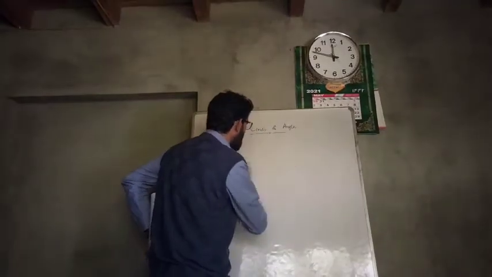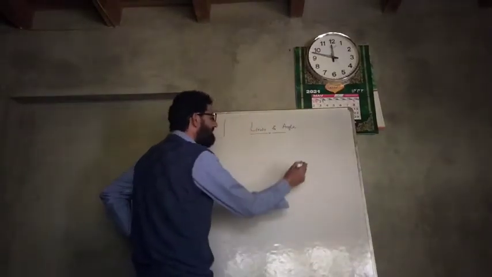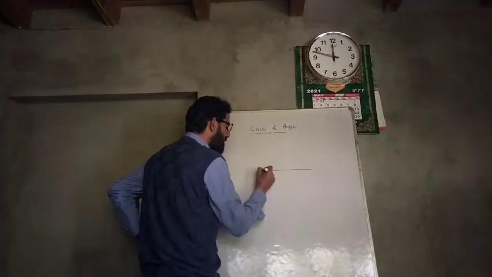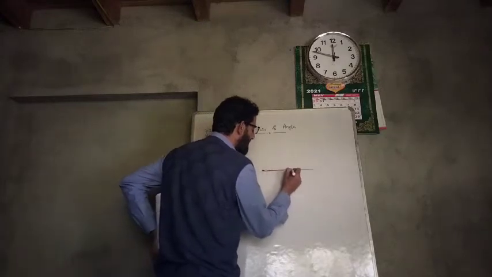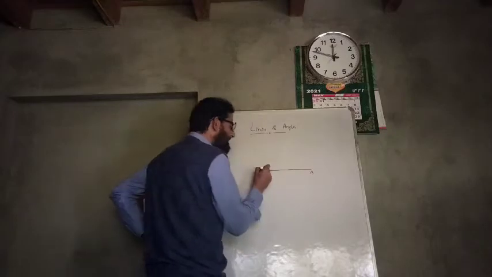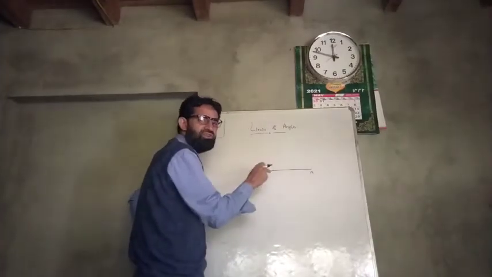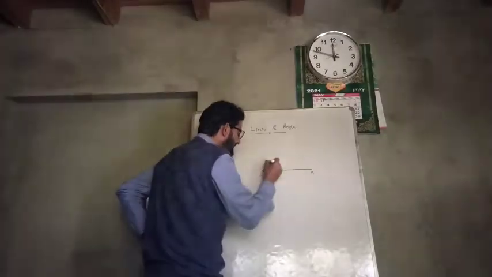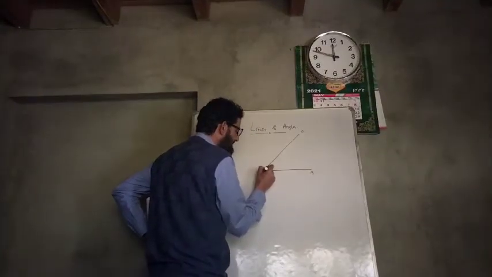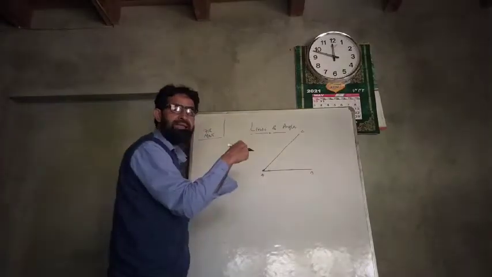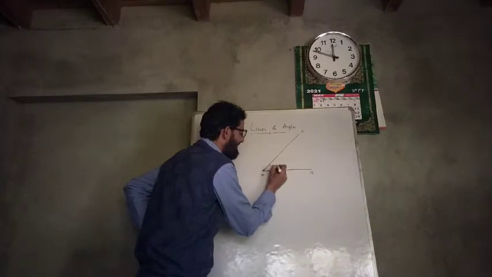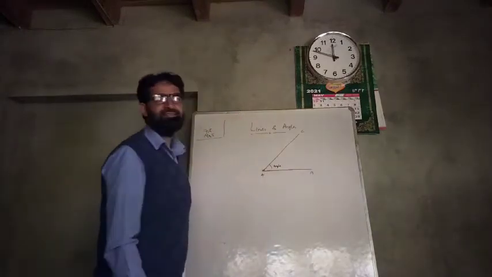So you can draw a line segment, and when two line segments originate from the same endpoint, suppose AB is a line segment, and there is one more line segment that originates from this A, like this. When two line segments have the same endpoint or originate from the same point, an angle is formed. I think this is clear now. Here an angle is formed.